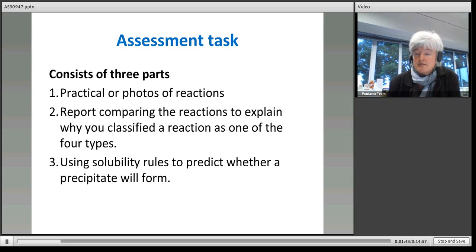And then finally you'll be given a task just to make sure that you can use the solubility rules that are given in the task, so you don't have to remember them off by heart. So can you use them to predict whether a precipitate will be formed?